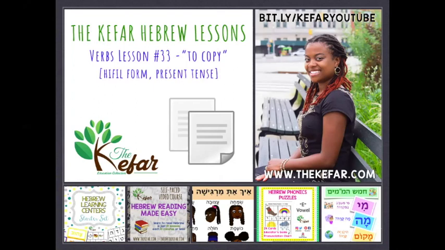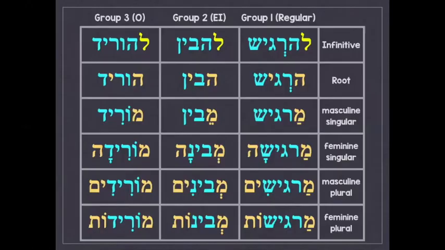We are going to learn another present tense conjugation of the Hifil binyan, using the verb that means to copy to illustrate that pattern. The last video was actually a review of the three patterns that we've done so far, so we'll go over them really quickly here.